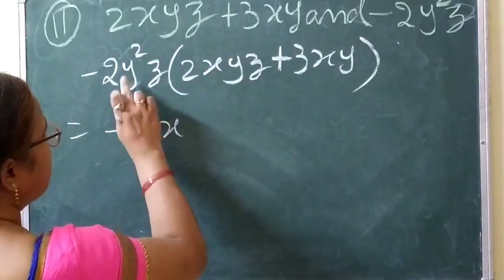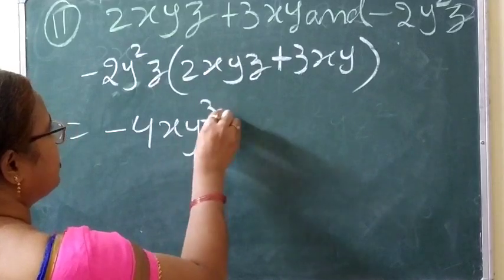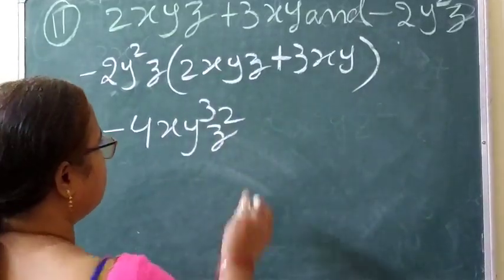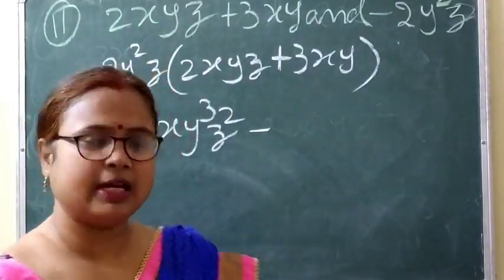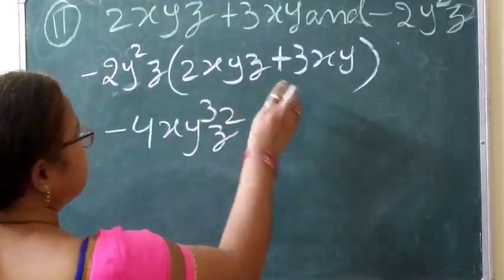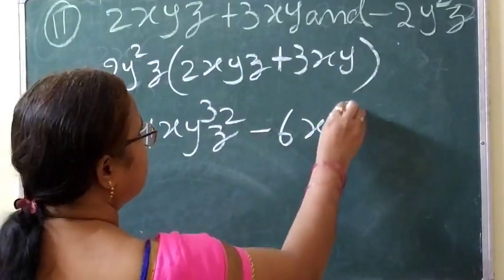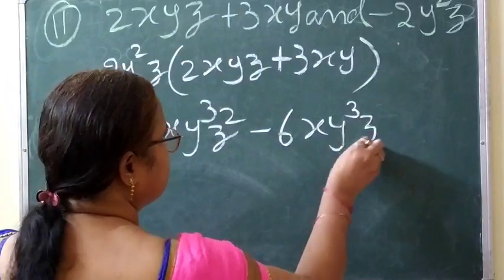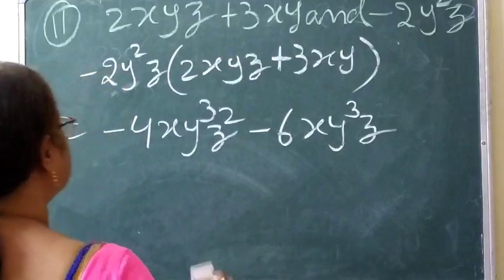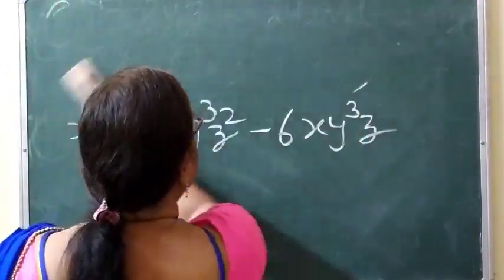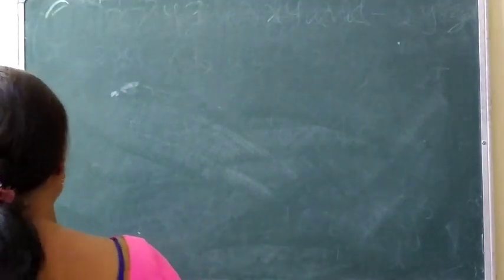4xy. Y is 2 here, y is 1 here, so 3. And z is what? 2. 1 here, 1 here. Then again minus, because minus into plus is minus. So 2 3s are 6. Then x, then y to the power 3, and then z. Clear? Now the next question.